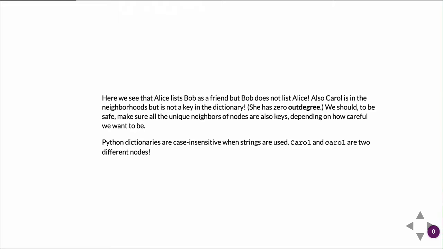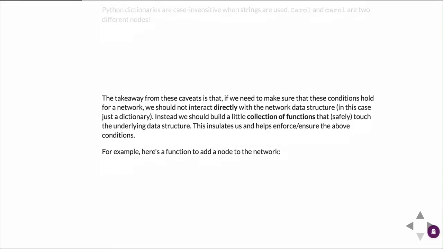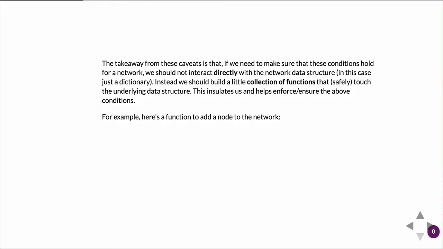So, depending upon how we're using this, right, we might need to be careful to not make multi-edges, or to make sure that if we want things to be undirected, we add on both sides of the adjacency lists here. Python dictionaries are case sensitive when strings are used, so just one other thing to know. Basically, if we want to make sure that these conditions hold, we don't want to interact directly with the network data structure. If we're just adding and subtracting things from a dictionary, we could easily go wrong. So let's go ahead and build up some functions that allow us to work with this data structure and begin to work with networks.